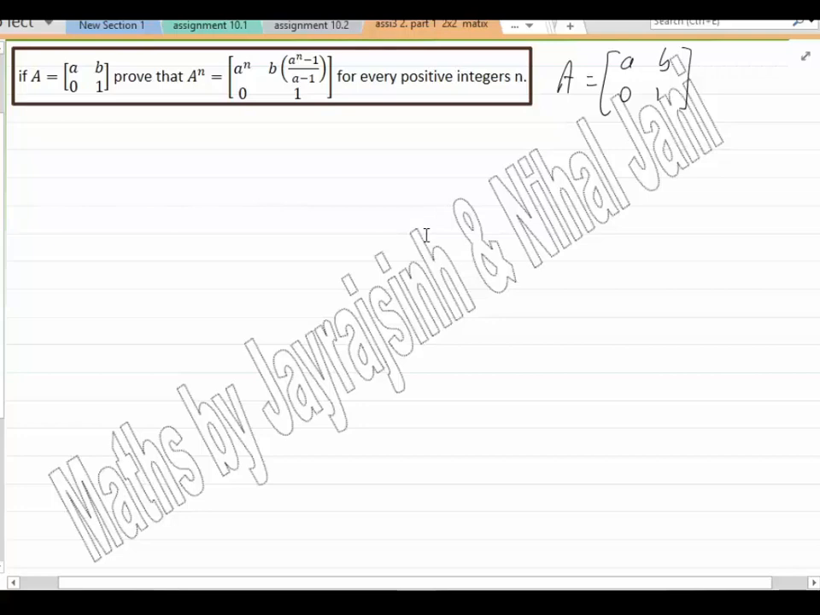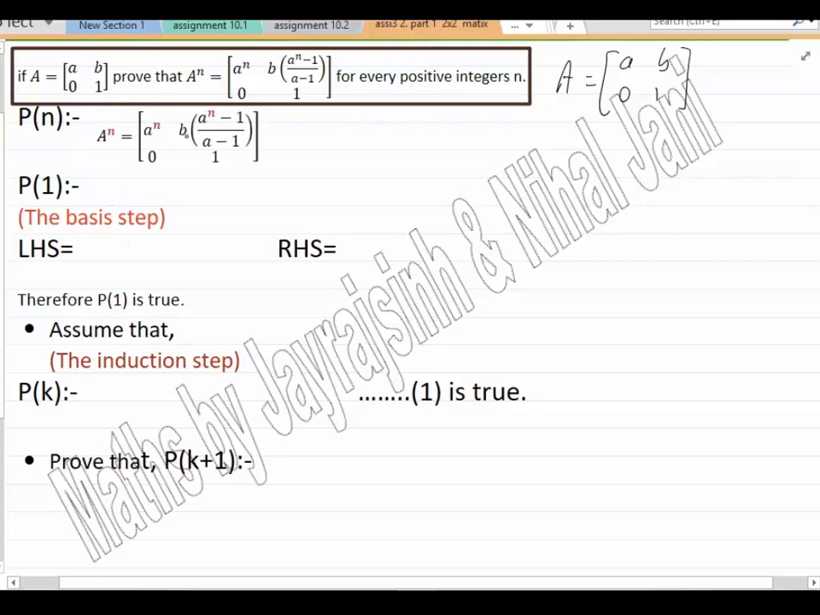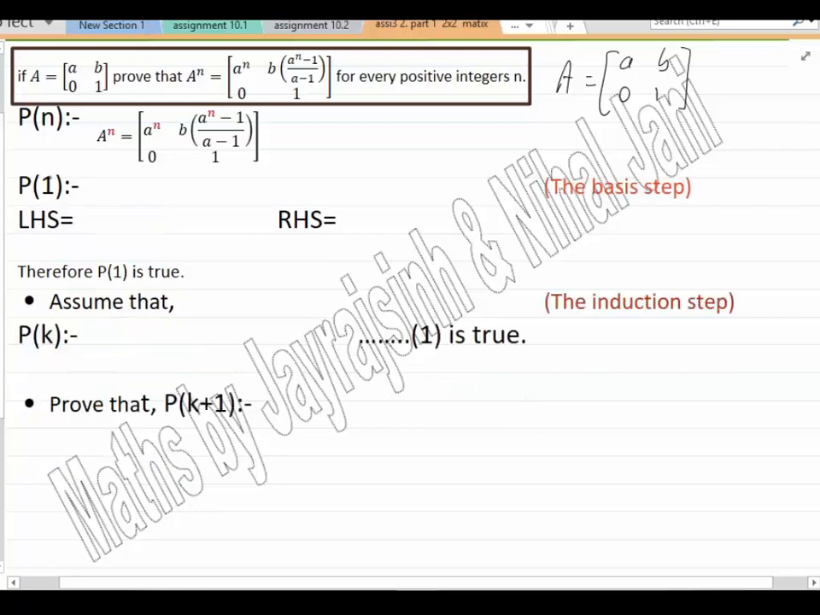So let me get the predefined format, and here it is. We have to prove A raised to n is this big matrix. Let's start to prove it without wasting time. Our first step, the basic step, we have to prove P of 1. That means we have to place n equal to 1.